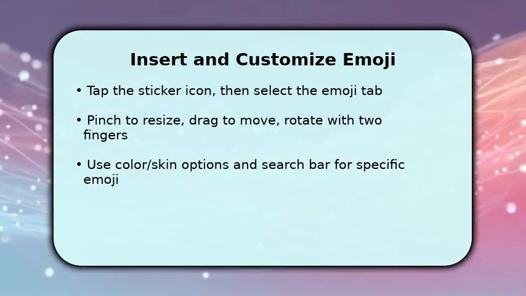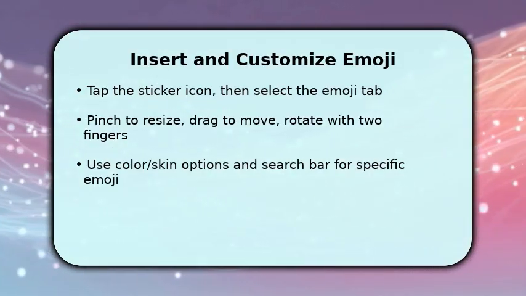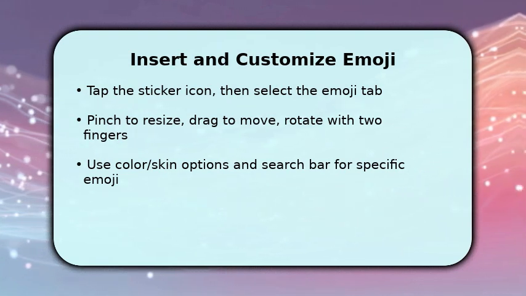Tap the sticker icon, then choose the Emoji tab to view options. You can also use the search bar to find a specific symbol quickly.